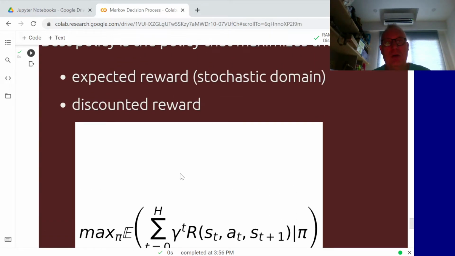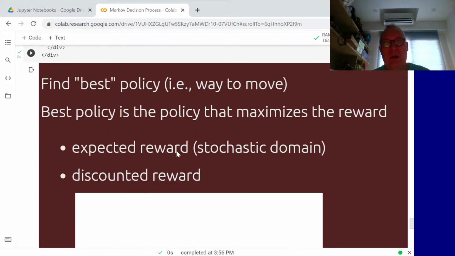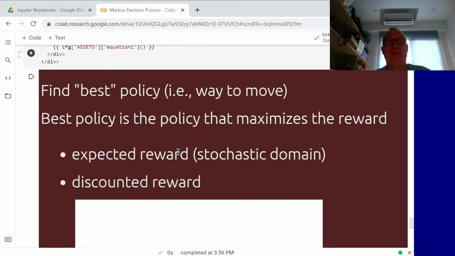So what is our goal in reinforcement learning then? We want to find the best policy for the agent to act. So we want the agent to choose, for every state, the best action that it can. So how do I know what the best action is?